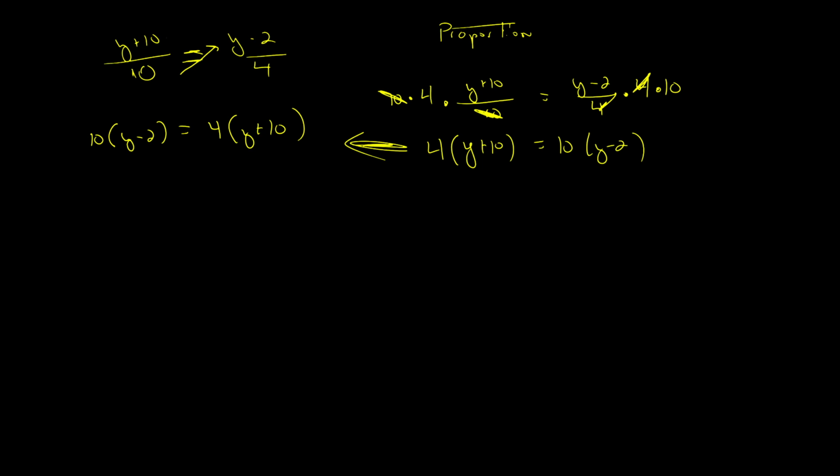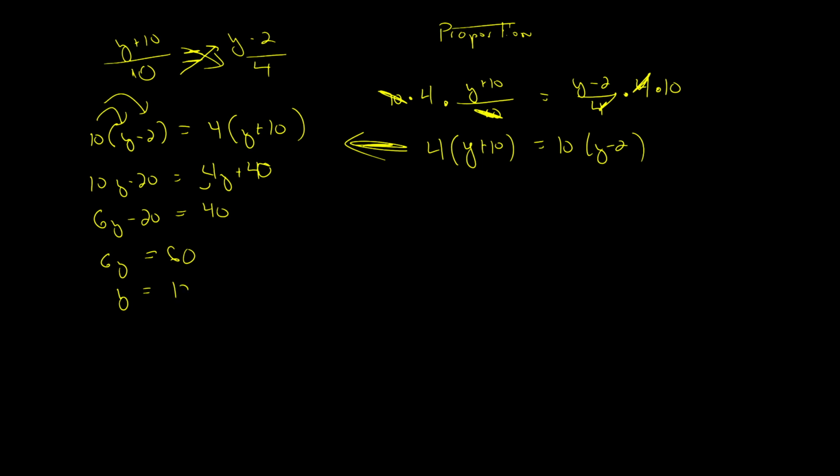So once I've cross multiplied, I'm going to distribute. So 10y minus 20 is equal to 4y plus 40. I'm going to subtract 4y from both sides. So 6y minus 20 is equal to 40. I'm going to add 20 to this side, 6y. And so if I add 20 to this side, I'll add 20 to this side. And I'll divide both sides by 6.